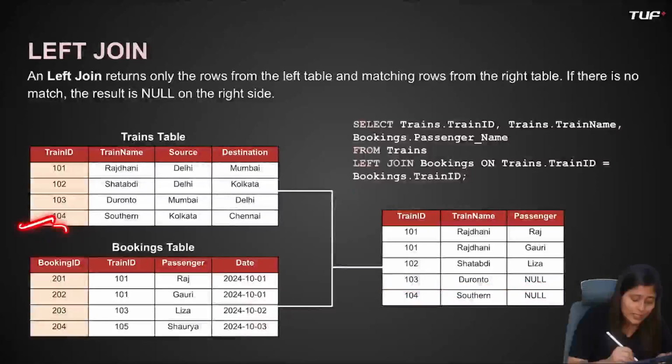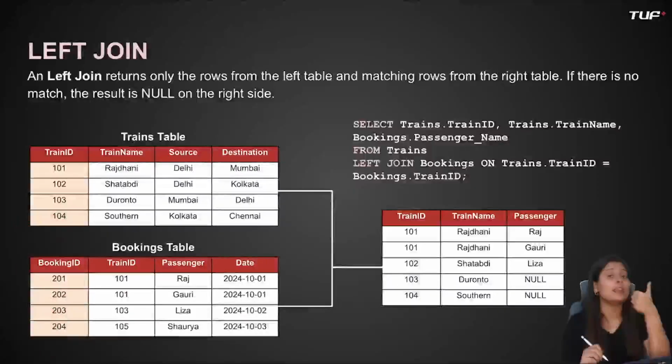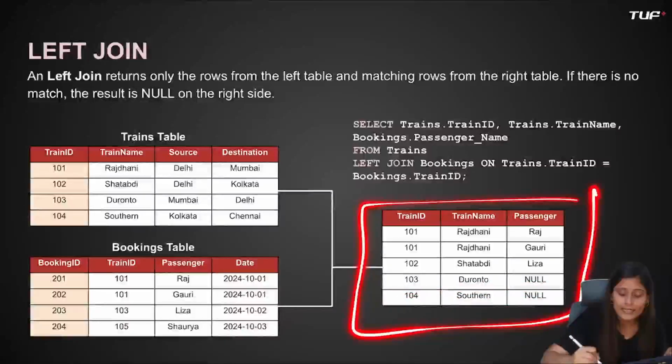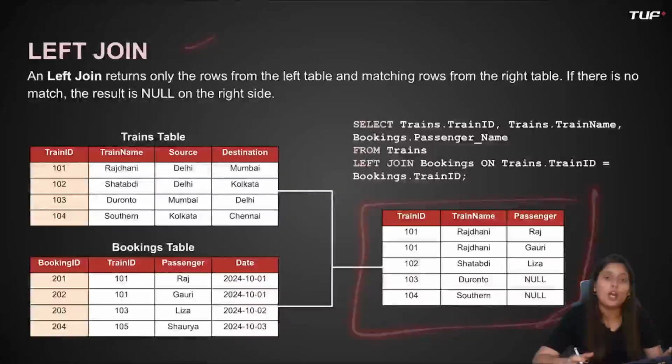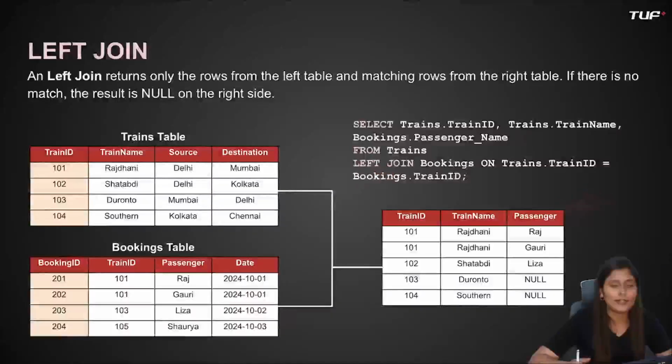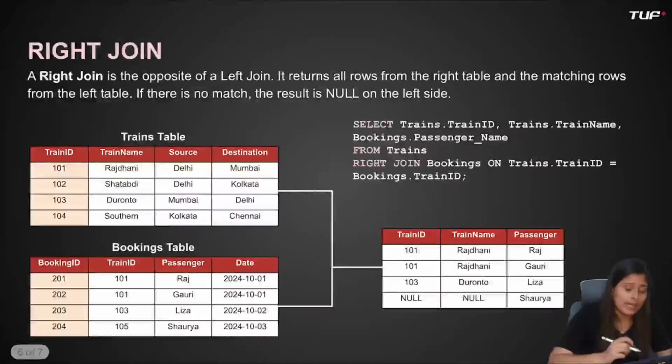Now 104 is not there in the bookings table, but as it is a left join, it needs to select all the rows from the left. So 104 will also be considered as the last row here. So this is what the resultant table for the left join will look like. In the query, you just change from inner join to left join, and this is how the resultant table will change. Now next is right join.